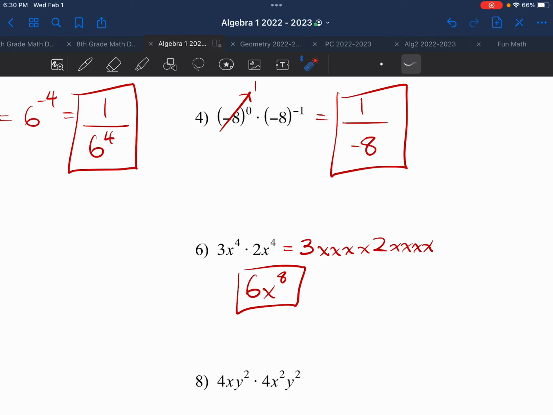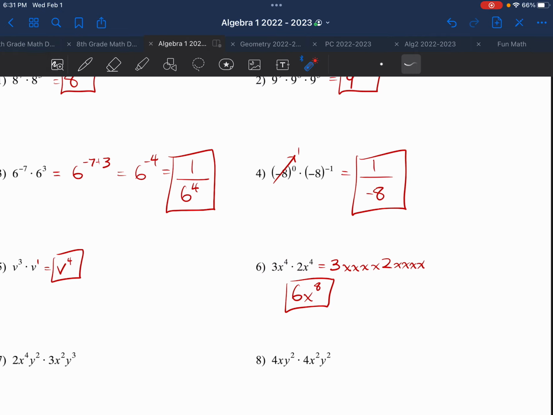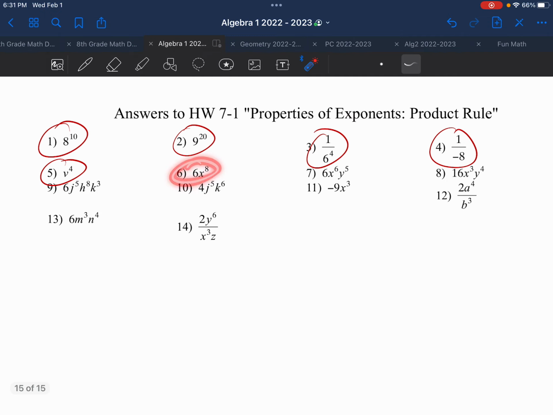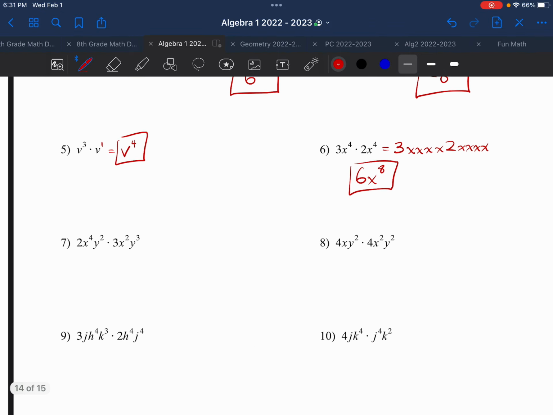So my shortcut here is multiply the coefficients, done, and then we're going to add the exponents. Let's check. 6x to the power of 8, 6x to the power of 8. I'm going to use pen so I remember that I did check that work. And moving on to number 7.